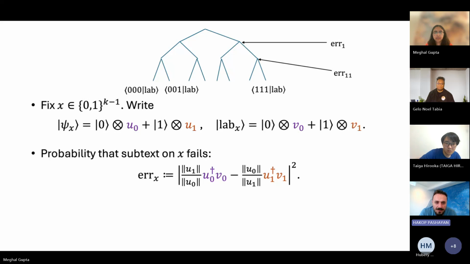Sorry, can you clarify what u0 and u1 are? Are they orthogonal states? They're not necessarily orthogonal states. I'm just expanding out psi x by expanding the first qubit in the computational basis, and then having u0 be the rest of the state conditioned on the outcome 0 on the first qubit. And you're absorbing the coefficients into them as well? Yeah. I should also note that the u's and v's here are not unit vectors. Everything in kets will, throughout this talk, be unit vectors, and everything not in kets does not necessarily have to be a unit vector.